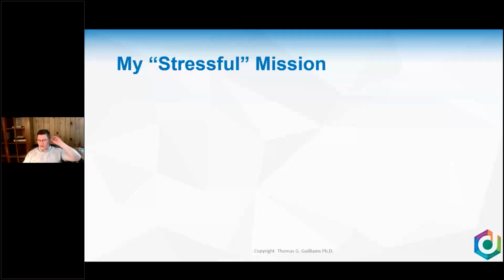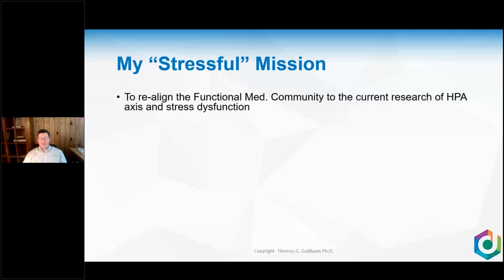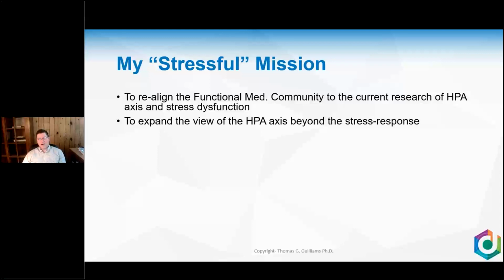I just want to start where I always talk about my stressful mission. I guess advancing my slides right there was one of my stressful missions. But I've been talking about this for a while: to realign the functional medicine community, the integrative medicine community, whatever term you want to use that encompasses what you do, to the current research on HPA-axis and stress dysfunction. And if you know anything about my background, this has not always been the case, and it's still not the case in some areas.